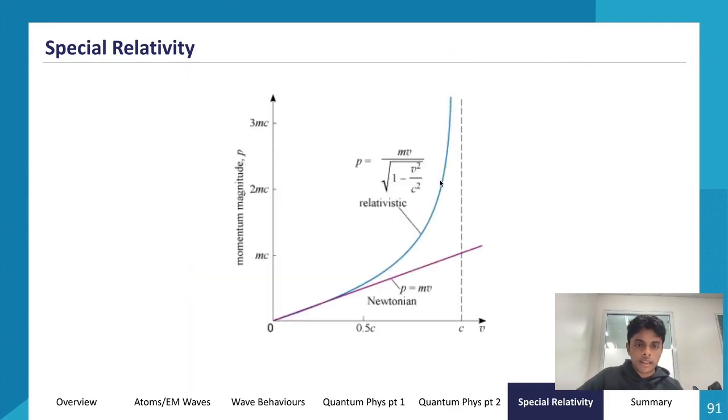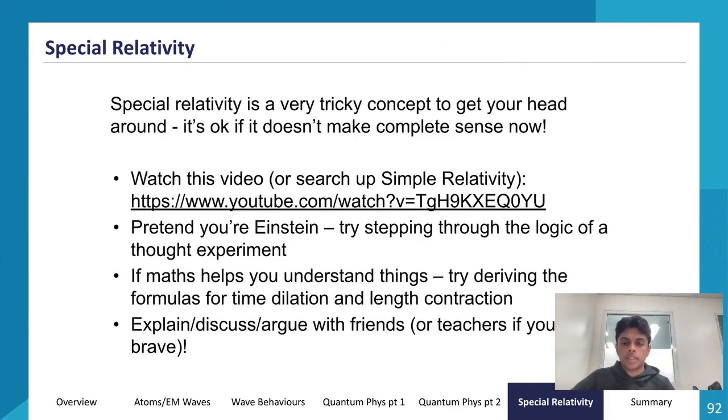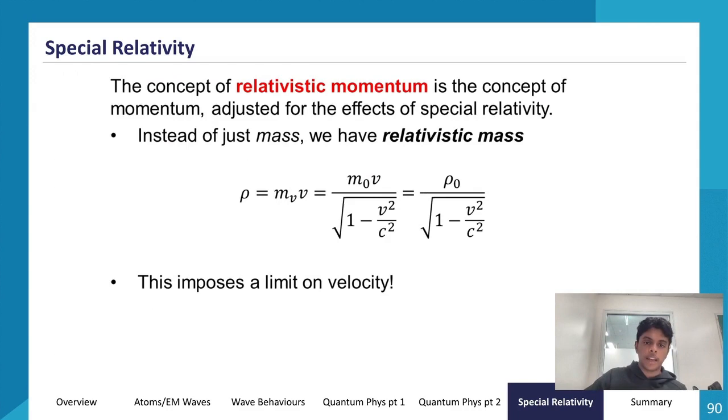But yeah, going back. If math helps you understand things, you can try to derive formulas for time dilation and length contraction, and try and discuss different scenarios with friends. This helps you think about how the relativistic equations work. This is something that actually helped me. Discussing examples with friends helped me wrap my head around the different perspectives and different frames of reference that I have to look through to actually get questions right.